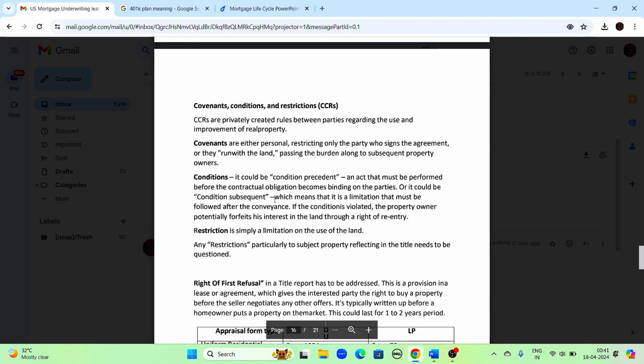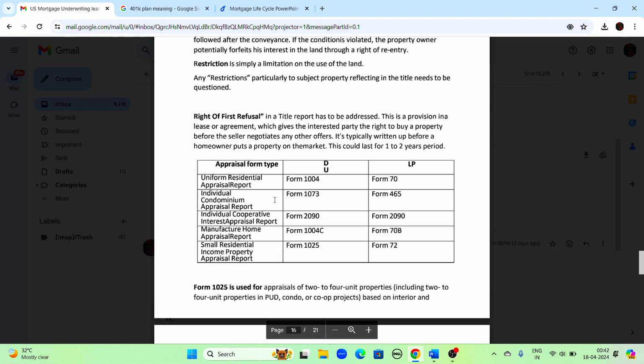Covenants, conditions and restrictions (CC&Rs) are privately created rules between parties regarding the use and improvement of real property. What is a covenant? Covenants are either personal, restricting only the party who signs the agreement, or run with the land, passing the burden along to subsequent property owners.